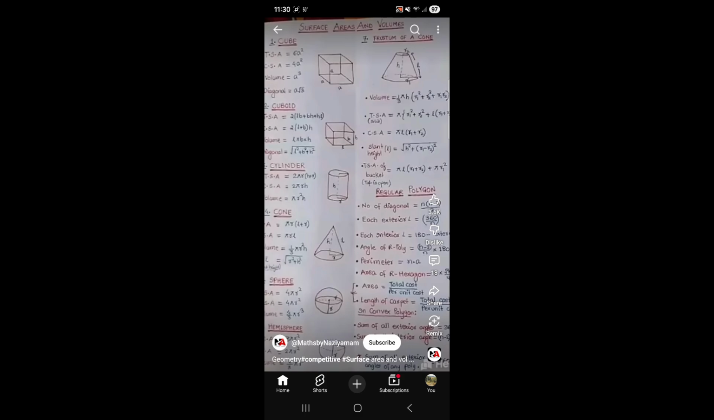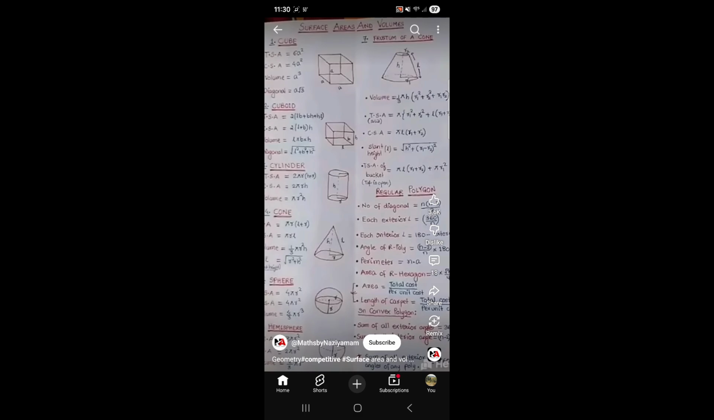And then the surface area of a cylinder is 2 times pi times the radius times height plus the radius in parentheses. C.S.A. is 2 times pi times radius times height. Volume would be pi times radius squared times height.